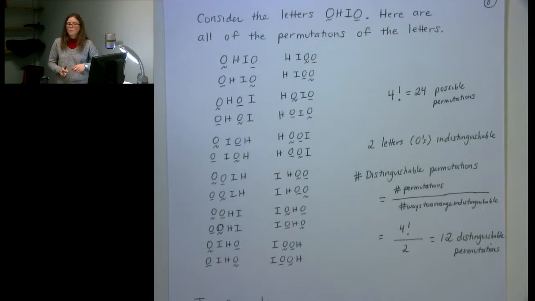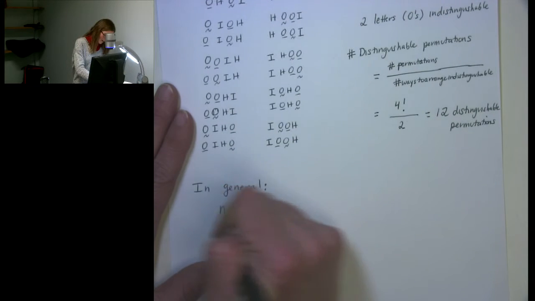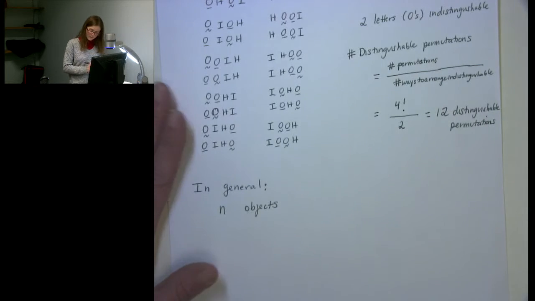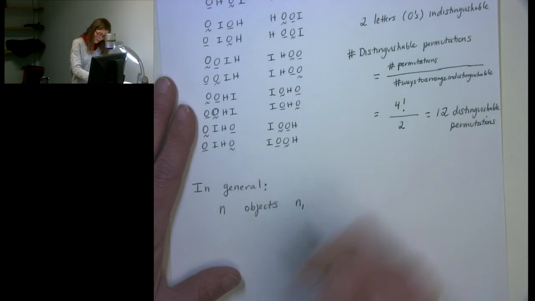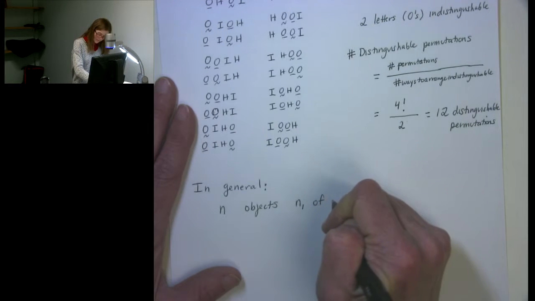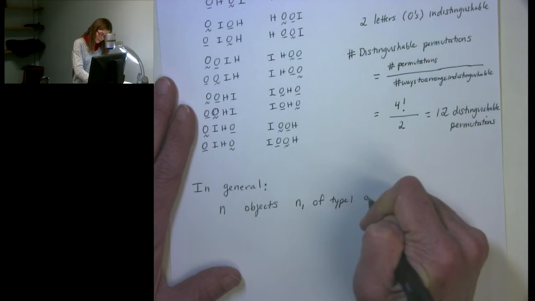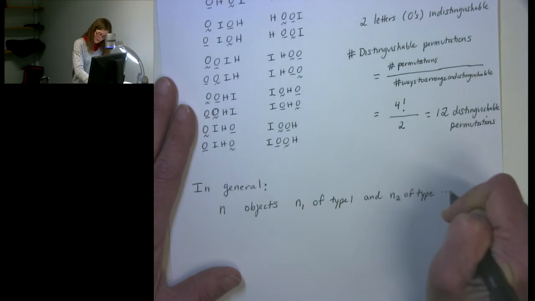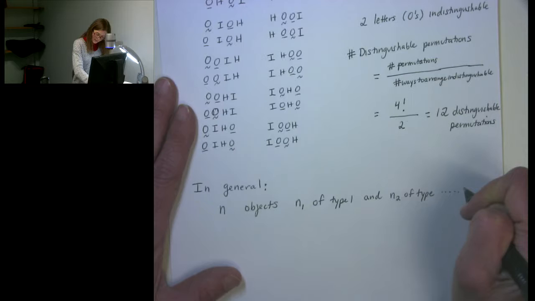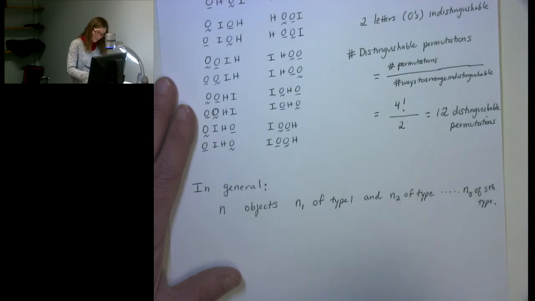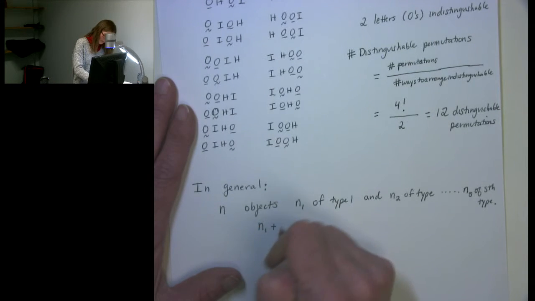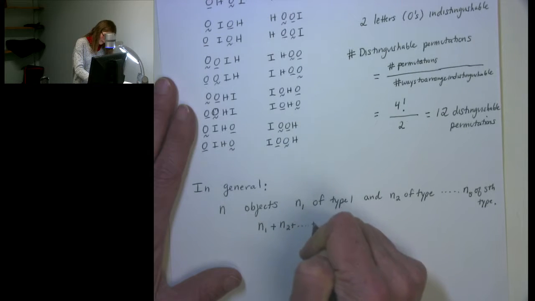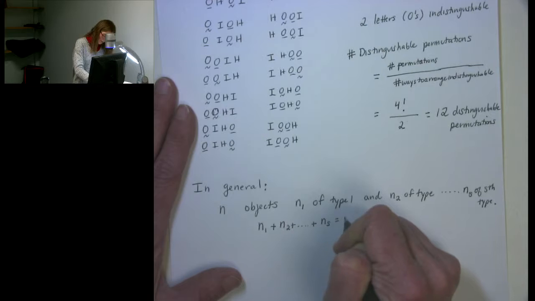So when we're referring to distinguishable permutations, this is what we mean. Now, in general, if I have n objects, and I have n1 of one type, and n2 of a second type, and so on, up to n sub s of the s type, such that if I add up all these values, n1 plus n2 up to n sub s, that equals the total number of objects n.